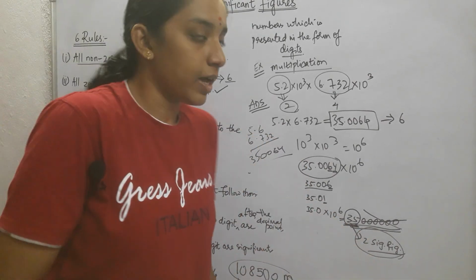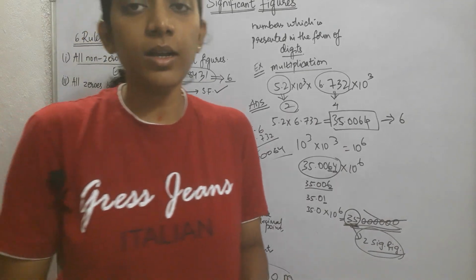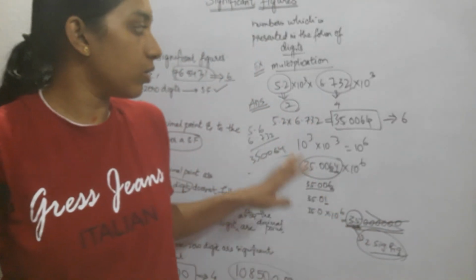So this is how you will be calculating the number of significant figures, and how you will be rounding off given values, this way.